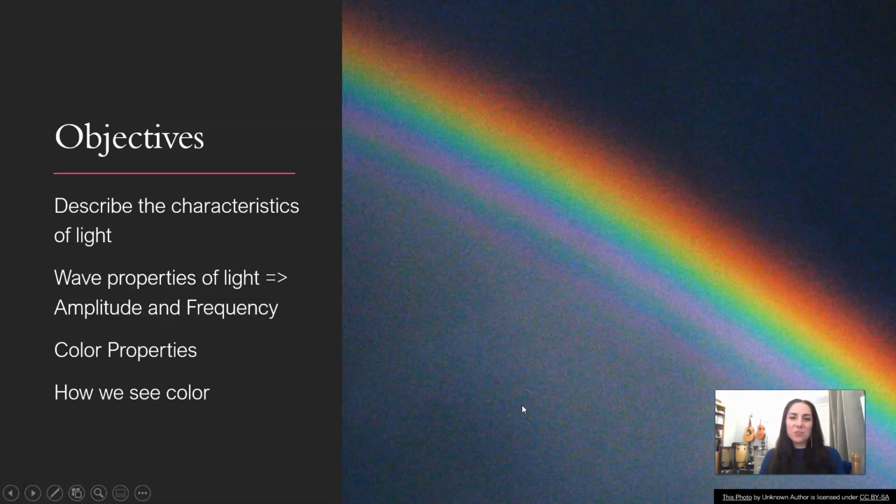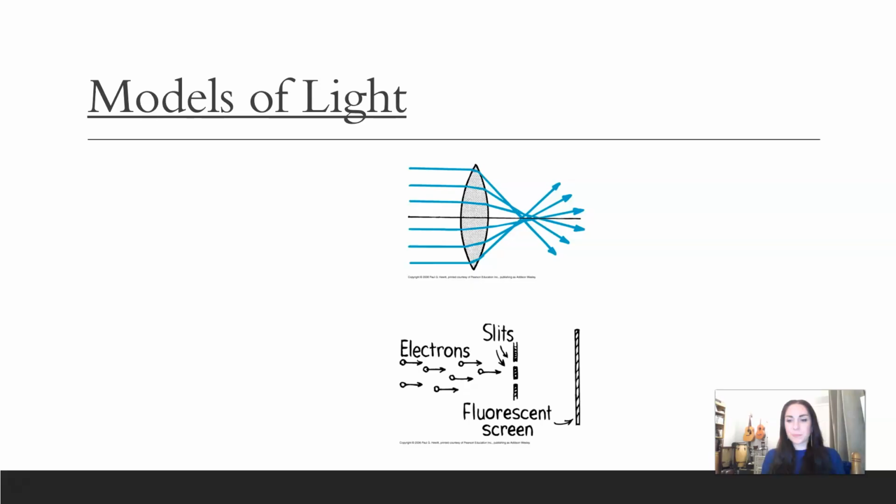So this is really an introduction to light. I'll talk about the properties of light, specifically relating it back to the wave characteristics and how wave characteristics affect the qualities of light. So I'm going to talk about that in great detail. And like I said, one of the biggest properties of light is the frequency, which is the color, and I'll talk about how we see colors as well.